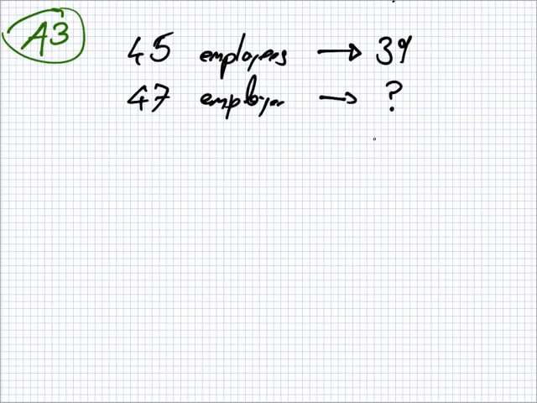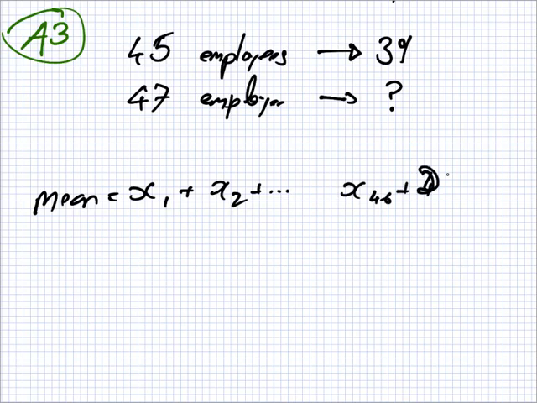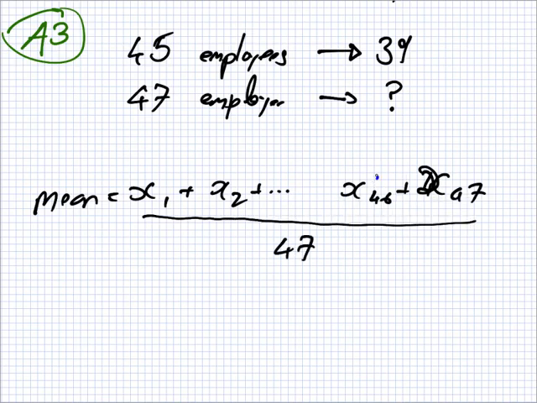Yeah, okay. So you know the formula for the mean is the first person plus the second person, etc., plus the 46th person plus the 47th person over 47. Now, we know these last 2 here, which is good, but we don't know the other 45 people.